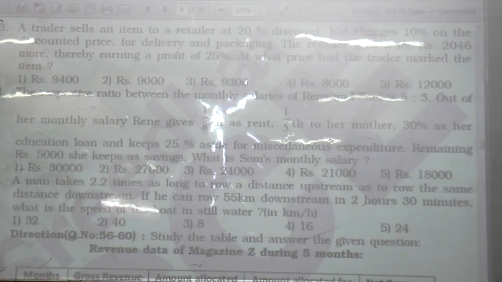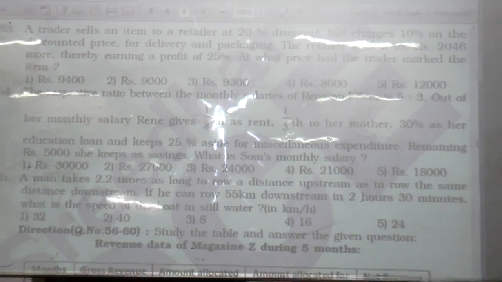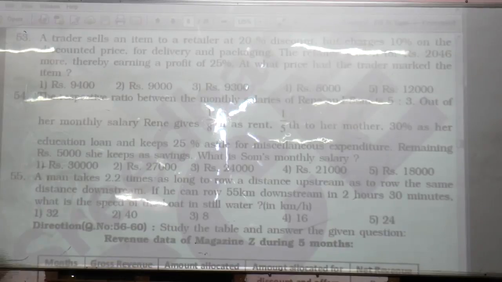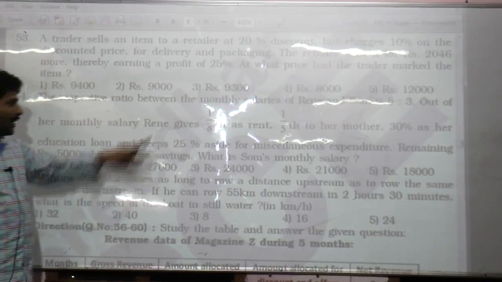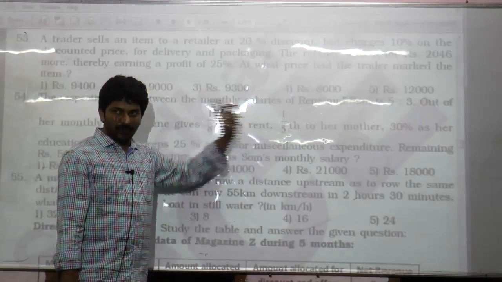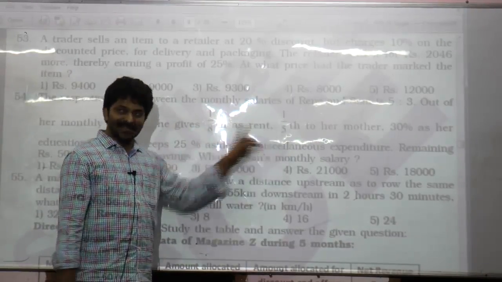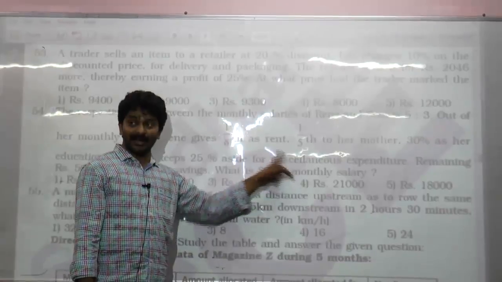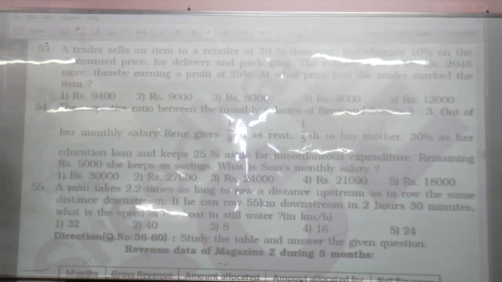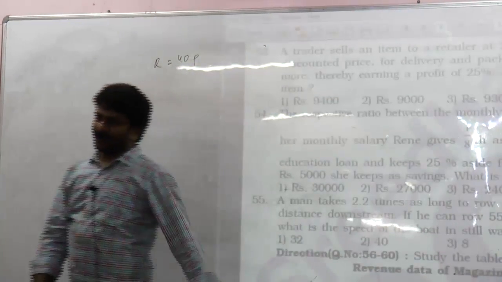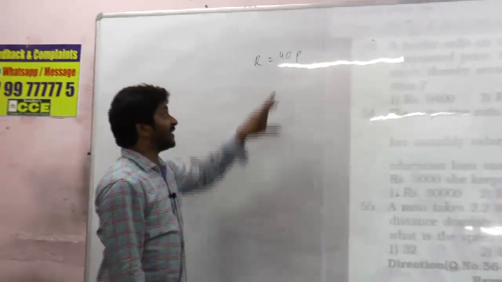Fine. Som's monthly salary, 3 parts. Answer should be 3 multiple, all are 3 multiple. Keep it aside. Forget about ratio for time being. You have fractions, 1/8 and then 1/5. Don't want to use fraction. Whatever the LCM of denominators that you have, take LCM for those denominators. 8 and 5, LCM 40. So, who is that guy? Rene. She is getting total 40 parts.